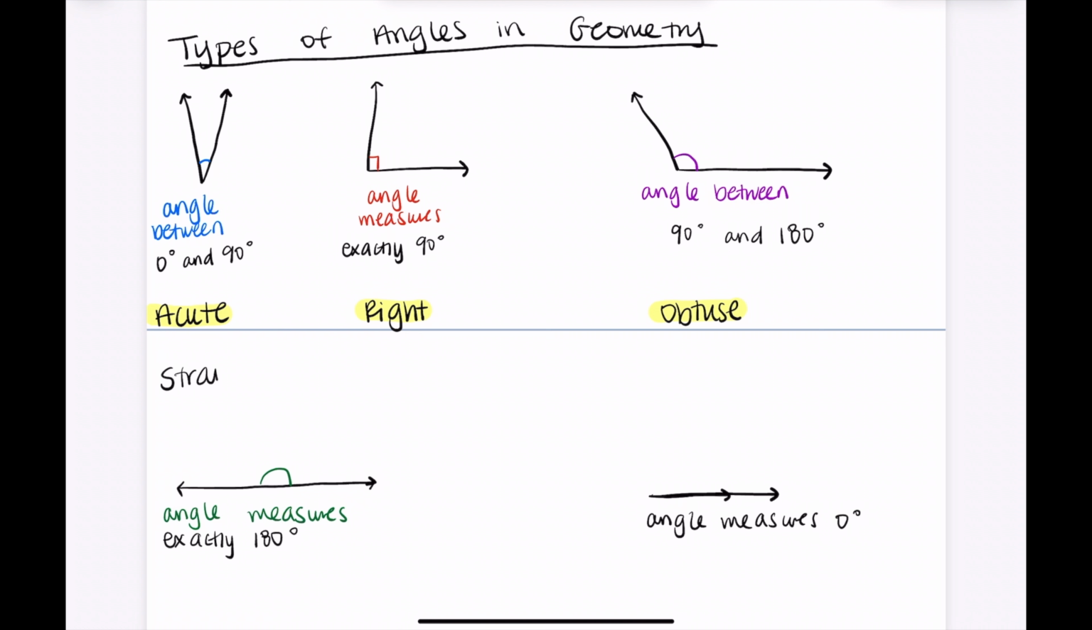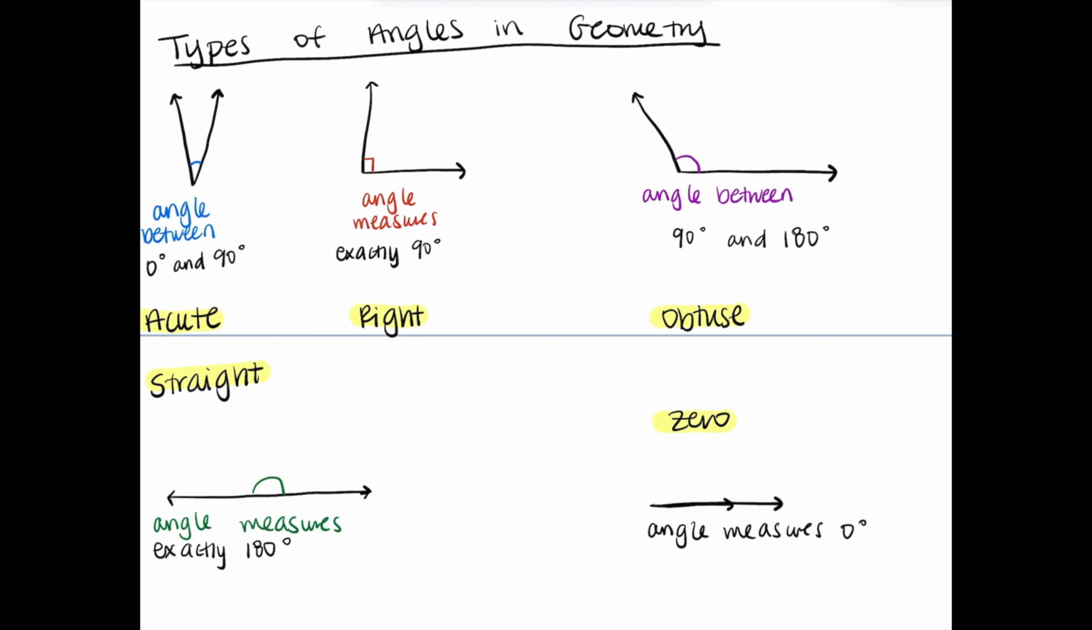So the angle that measures exactly 180 degrees, that is called a straight angle, which I've labeled for you guys. And the angle that measures 0 degrees, well, that one is called a zero angle. Now, before we go to our little practice section where we will visually classify all these angles, let's make sure that we have all 5 types written in our notebook because these are going to be very helpful notes for us later on when we get into our more difficult geometry topics.